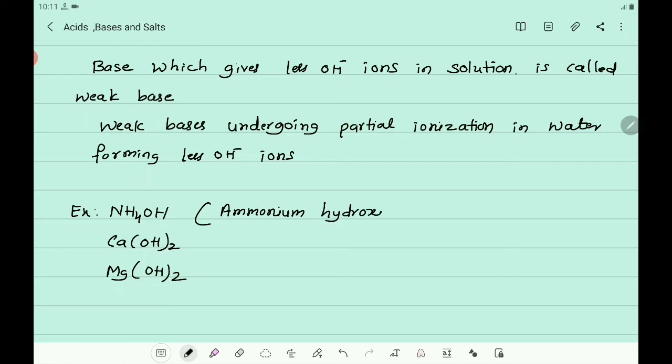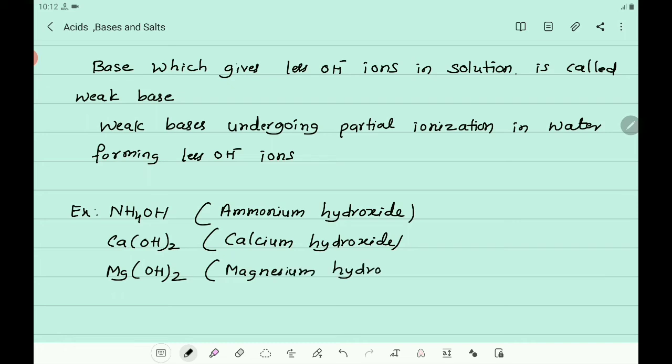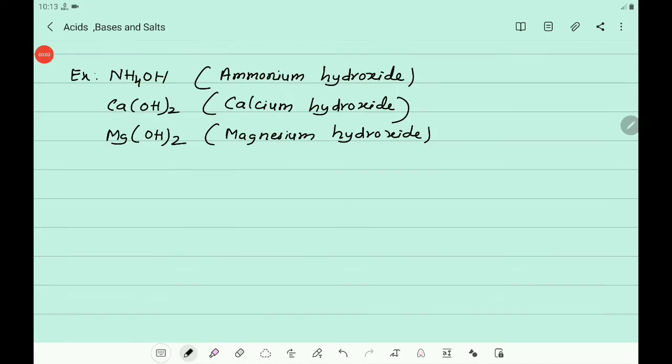Ammonium hydroxide. Ca(OH)2, that is calcium hydroxide. Then Mg(OH)2 is magnesium hydroxide. These are the examples of weak bases. Now about the pH scale.